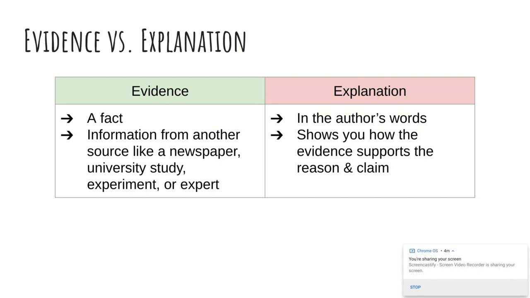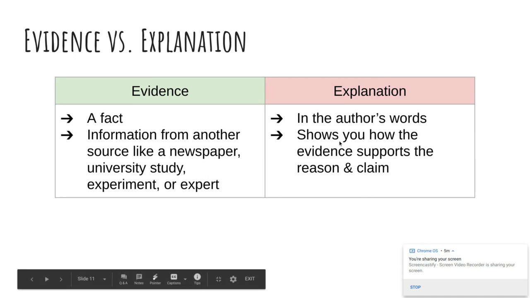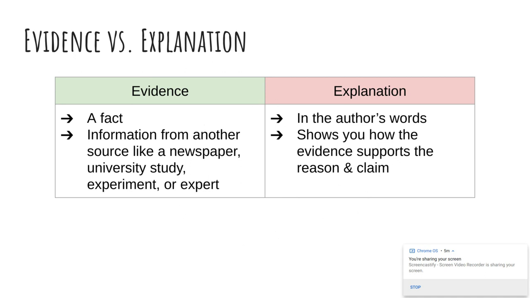So let's make sure we're clear between the difference between evidence and explanation. The evidence is always a fact. It's something that is definitely true. It's information from another source, like a newspaper, a university study, an experiment, or maybe somebody who is an expert on that topic. So it would be a quotation from that person. The explanation is in the author's words, and it shows you how the evidence supports the reason and the claim. So we need to have both in an argument so that it's very clear to the reader why the claim is true and why you should agree with the claim.